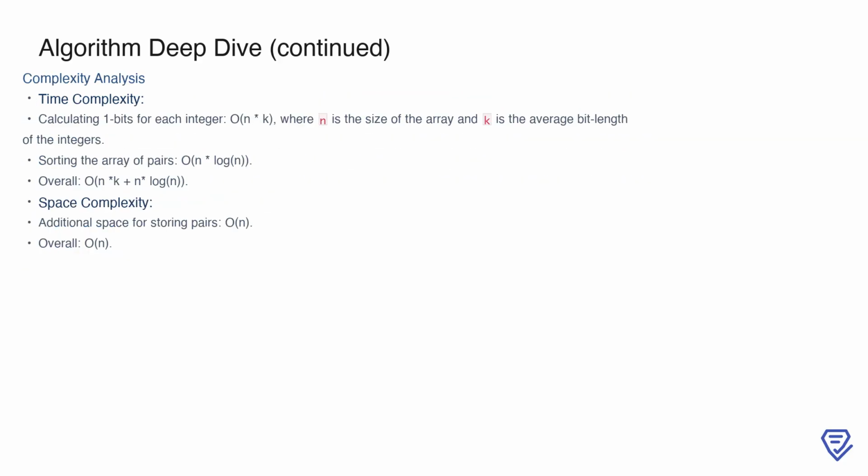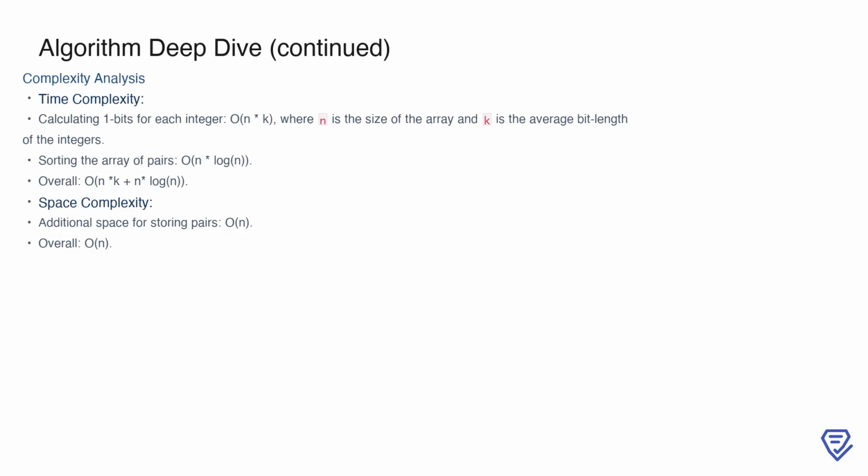Analyzing the complexity of the algorithm helps us understand its performance. For time complexity, calculating the number of 1 bits for each integer involves iterating through the array, which takes n, and for each integer, determining the 1 bits has a cost proportional to the bit length, k. This results in n*k for the initial computation. The sorting step, which involves sorting the array of pairs, has a complexity of n*log n. Combining these, the overall time complexity becomes n*k plus n*log n.